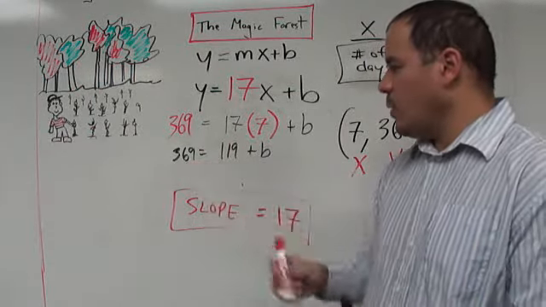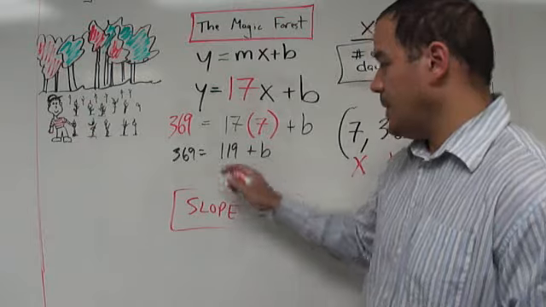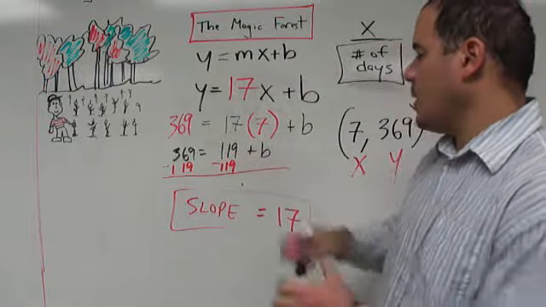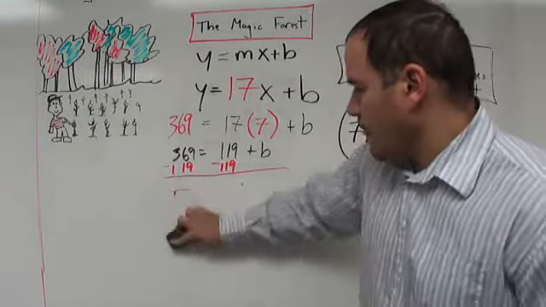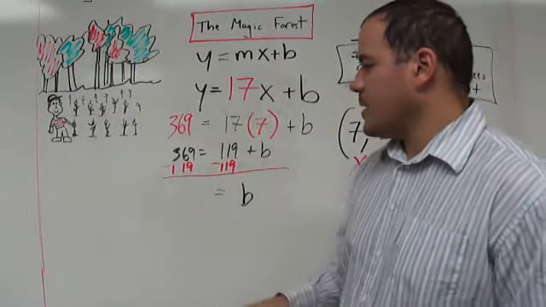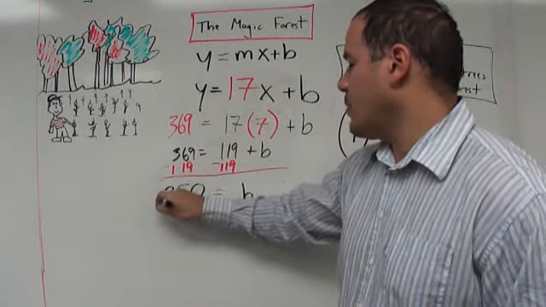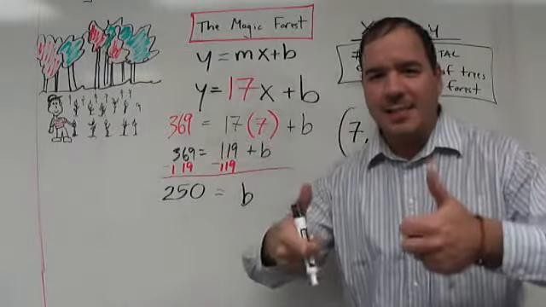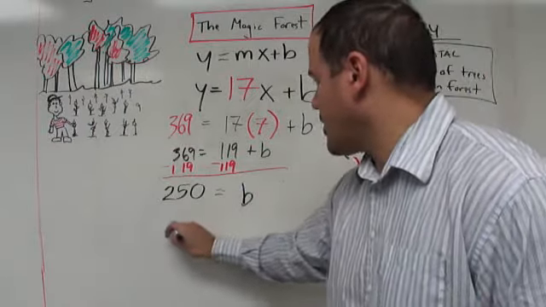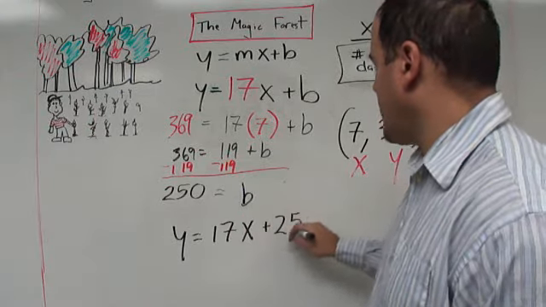How do we solve for this now? We want to isolate B. Subtract 119 from both sides. Okay? So what are we left with? We are left with B equals 369 minus 119. 9 minus 9 is 0. 6 minus 1 is 5. 3 minus 1 is 2. B equals 250. I love it. So we can just finish this formula, right? So here's our formula. Here's our function. Y equals 17x plus 250.